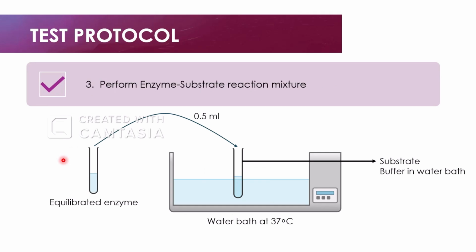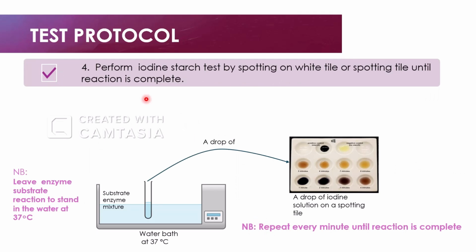The next step is to perform an enzyme substrate reaction mixture by adding 0.5 ml of the equilibrated enzyme to our substrate buffer in a water bath set at 37 degrees Celsius. The next step is to perform an iodine starch test by spotting on a white spotting towel until the reaction is complete. We do this by picking a drop of our substrate enzyme mixture in the water bath and adding it to a drop of iodine solution on a spotting towel.